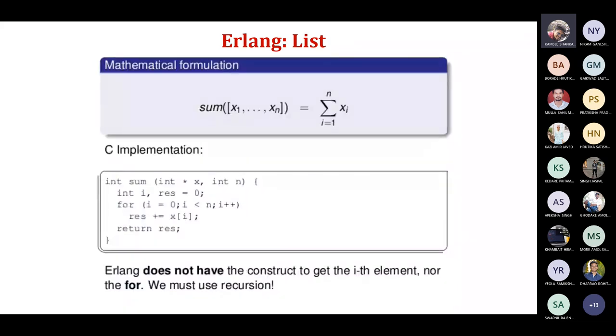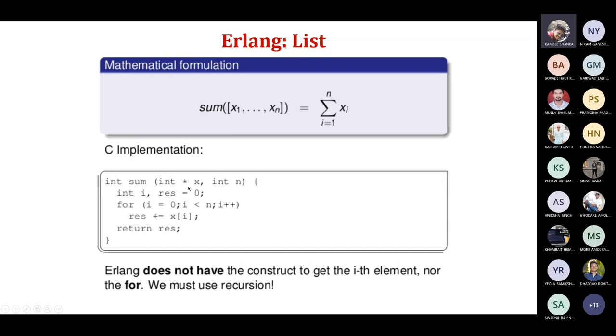This is the mathematical formulation for a list if we want to find the sum of the first n elements. Generally the formula for summation is the sum of x_i, where i runs from 1 to n, so you are going to add all these elements. So the C implementation will be, this is the sum that you define.